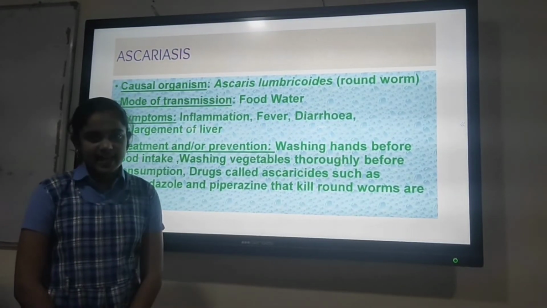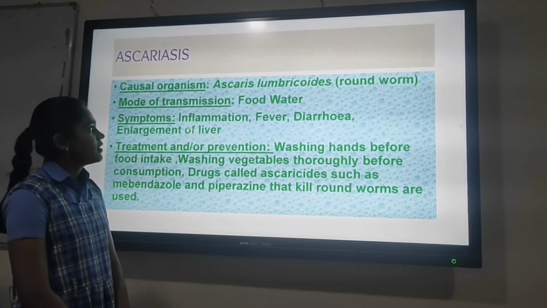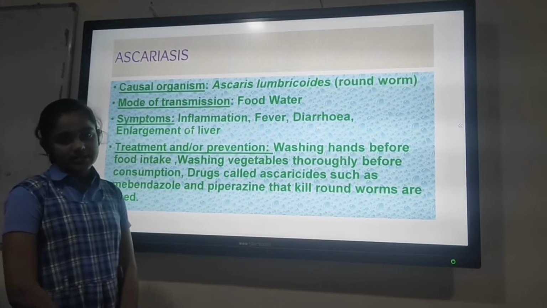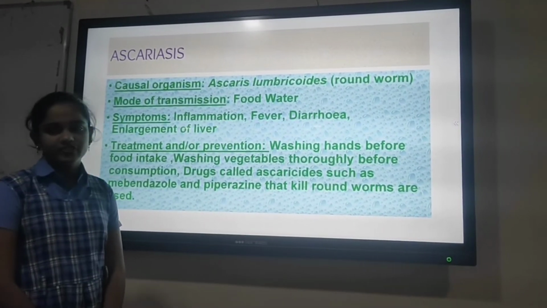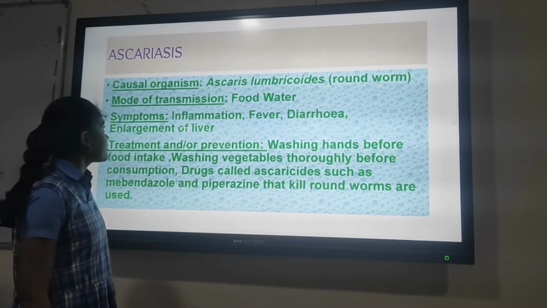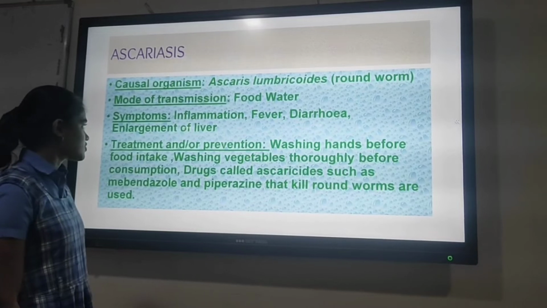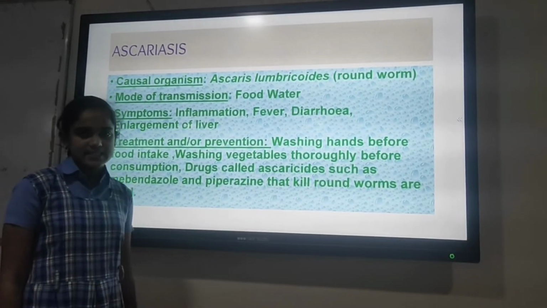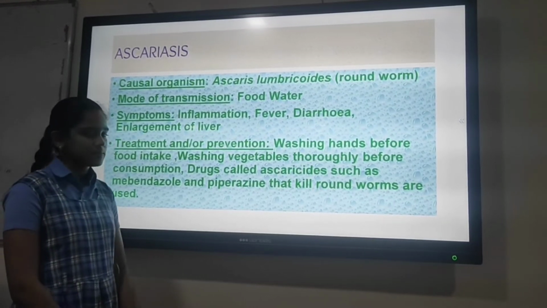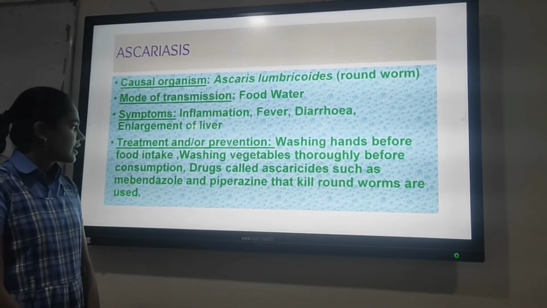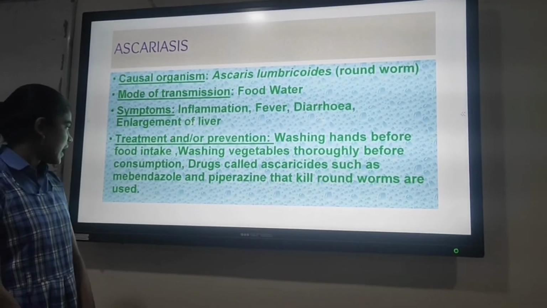Next disease is ascariasis. Ascariasis is caused by the organism Ascaris lumbricoides. It is also known as roundworm. The method of transmission is by food and by water. Symptoms are inflammation, fever, diarrhea, and enlargement of the liver. We can prevent these diseases by washing hands before food intake and washing vegetables thoroughly before cooking them. Drugs called ascaricides, which are used to kill roundworms, are used.